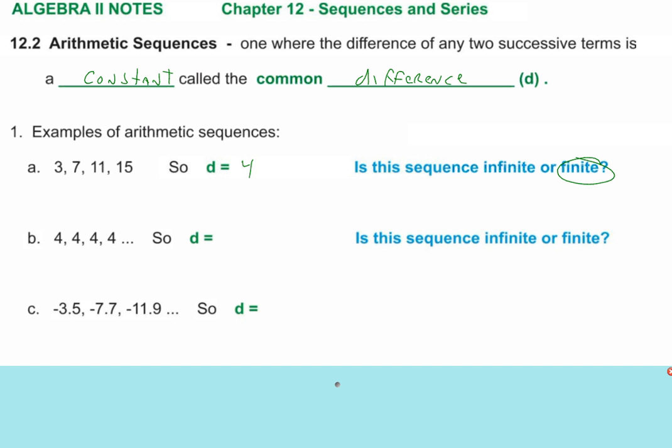B is kind of silly, but you know what? It is a sequence, and the 10th term will be 4, and the 50th term will be 4, and the 1,000th term will be 4, and the 1,000,000th term will be 4, and the 10 trillionth term will be 4.